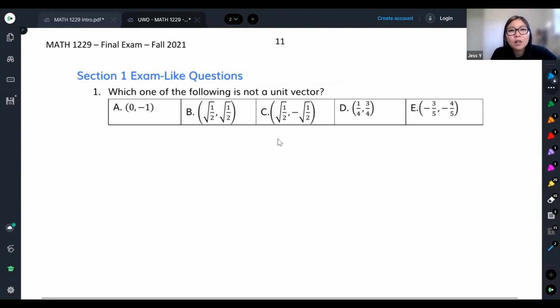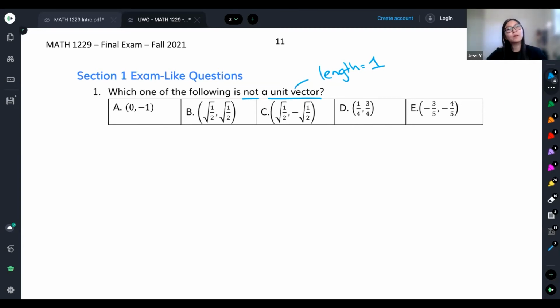Which one of the following is not a unit vector? Remember, unit vector means length 1. So you're trying to find which one of these does not have a length of 1. I'm going to open up the poll. I want you guys to vote. I want to see how you feel about this. So give this one a try, find the length, see which one is not 1, and then when you're ready, you can vote.